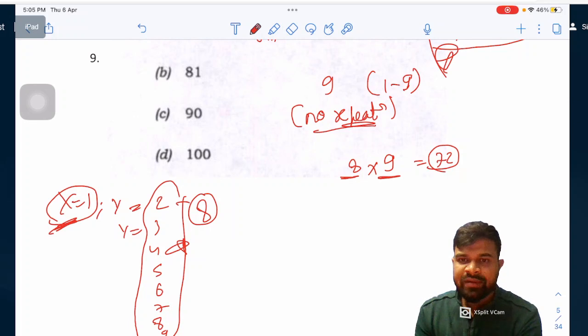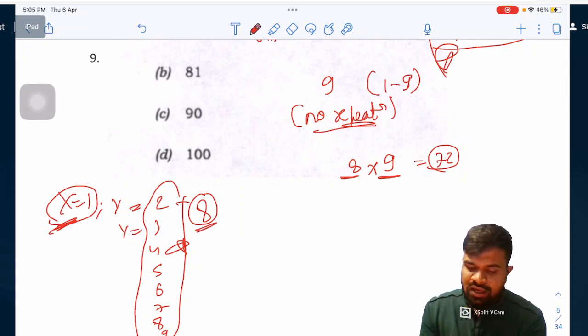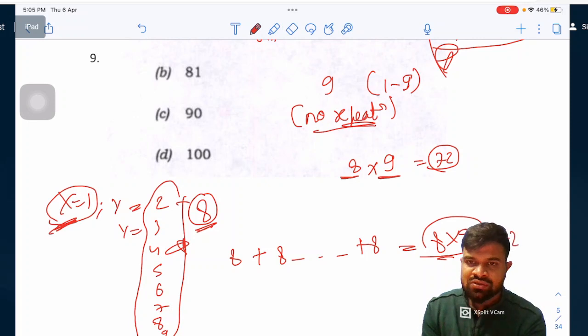So how many x are there? 9 x's are there from 1 to 9. So for every x we have 8 possible y's. So what we will do? We will add 8, 9 times. It is nothing but 8 into 9, and that also will give us the answer 72.